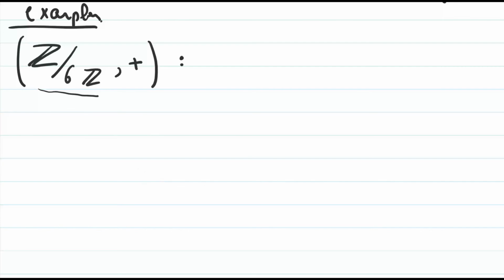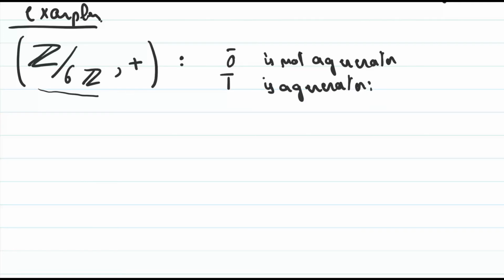So this group, does it have a generator? 0 or 0 bar is not a generator, because you add 0 with itself as many times as you want, you'll always get 0. You'll not get the other elements of the group. What about 1 bar? 1 bar is a generator, because the elements of the group are 0 bar, 1 bar, 2 bar, 3 bar, 4 bar, and 5 bar. And the 2 bar is 1 bar plus 1 bar.